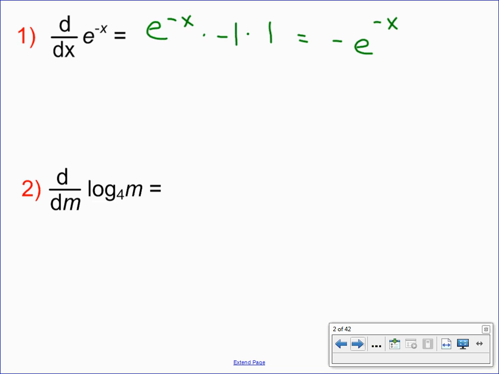Raise your hand if you have the same derivative for number 1. Negative e to the negative x. Awesome, thank you. Let's take a look at number 2.